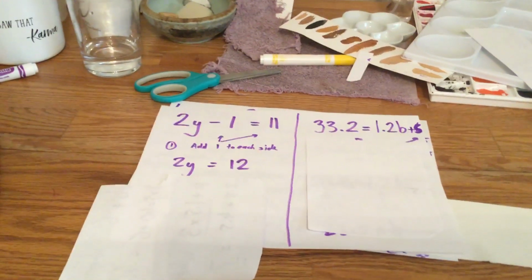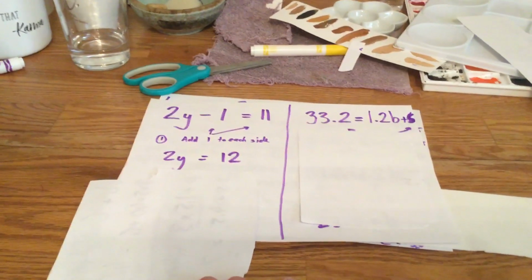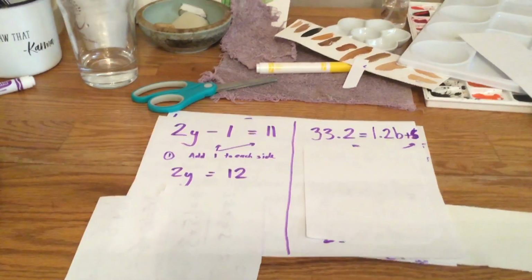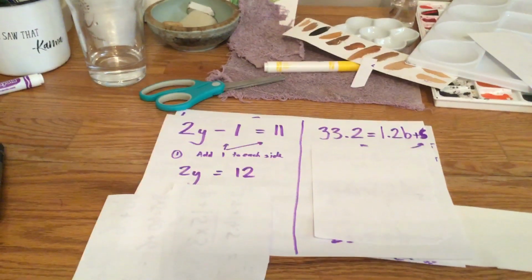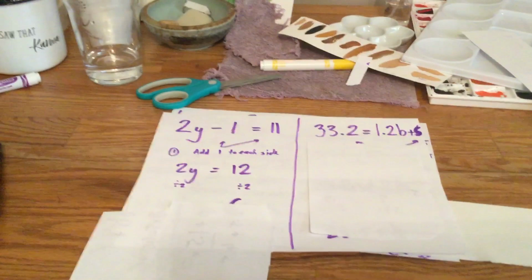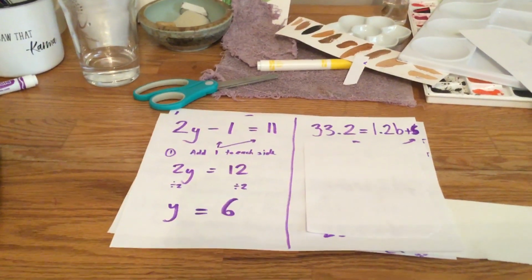I don't want 2 times y. I want y by itself. So 2 times y, to get that down to 1y, I just divide it by 2. If I divide the left by 2, I divide the right by 2. So y is equal to 6.